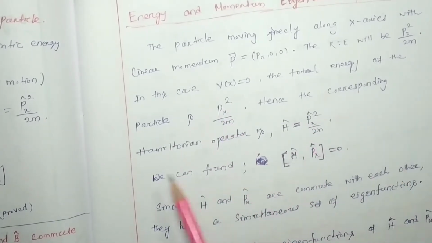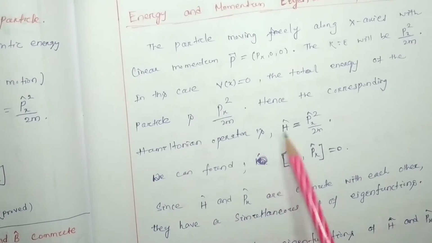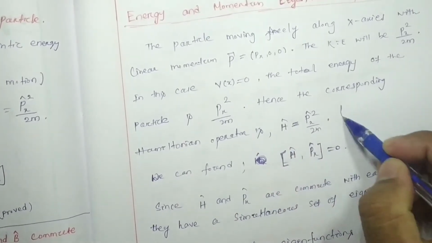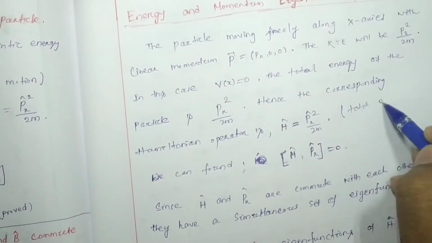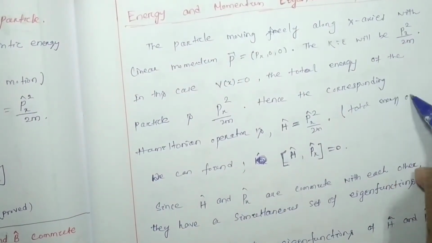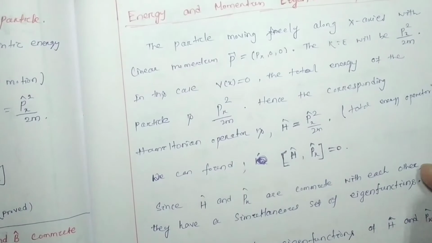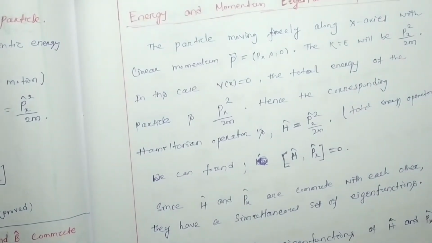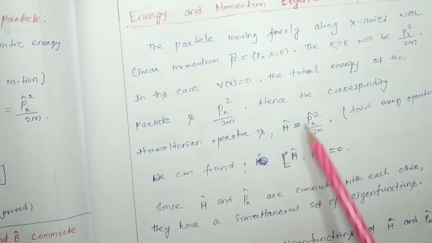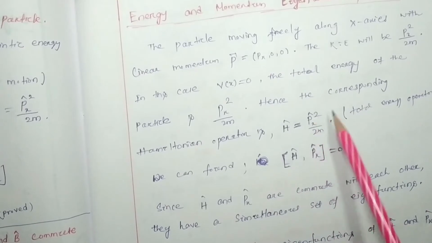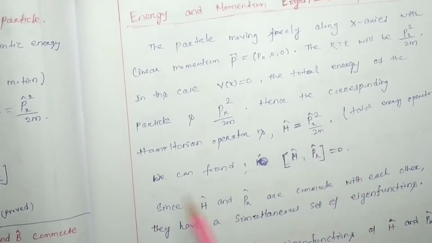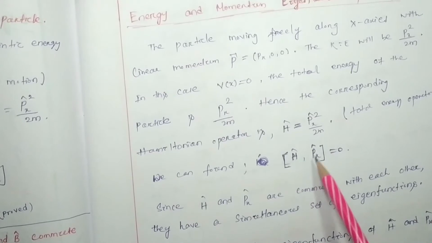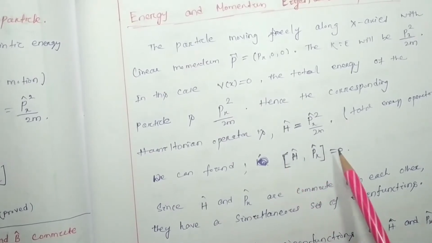Hence the corresponding Hamiltonian operator, the total energy operator, we know these things. The total energy operator or Hamiltonian operator H cap will be px cap square by 2m, and we find that H cap and px cap both commute with each other.